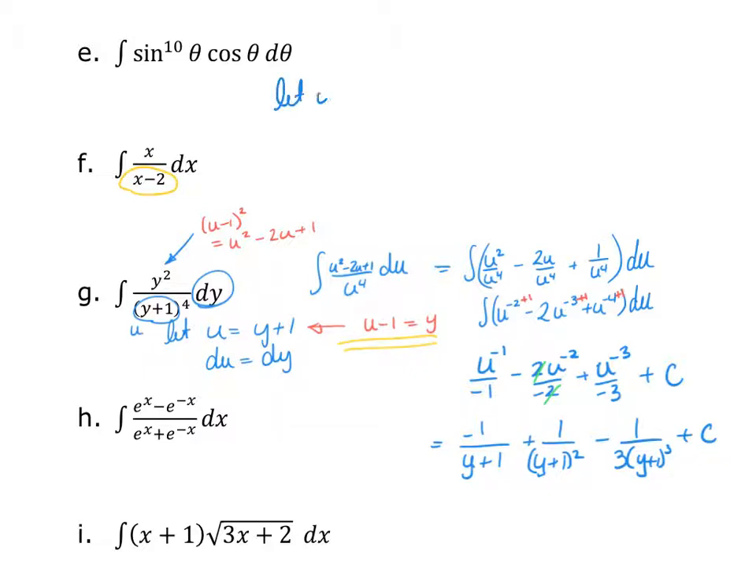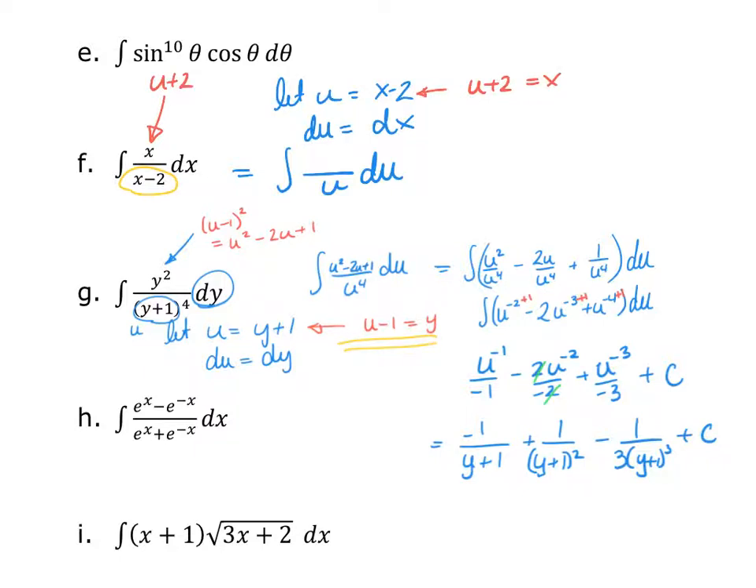I'm going to let u equal x minus 2. That means du is equal to dx. So where I'm at this point is I'm at the integral with u in the denominator and I have du. I still have this problem child here just like I did with g. So I'm going to take my let u equal and solve for x. So u plus 2 is equal to x. Just like I did with g, that allows me to replace this x right here with u plus 2.